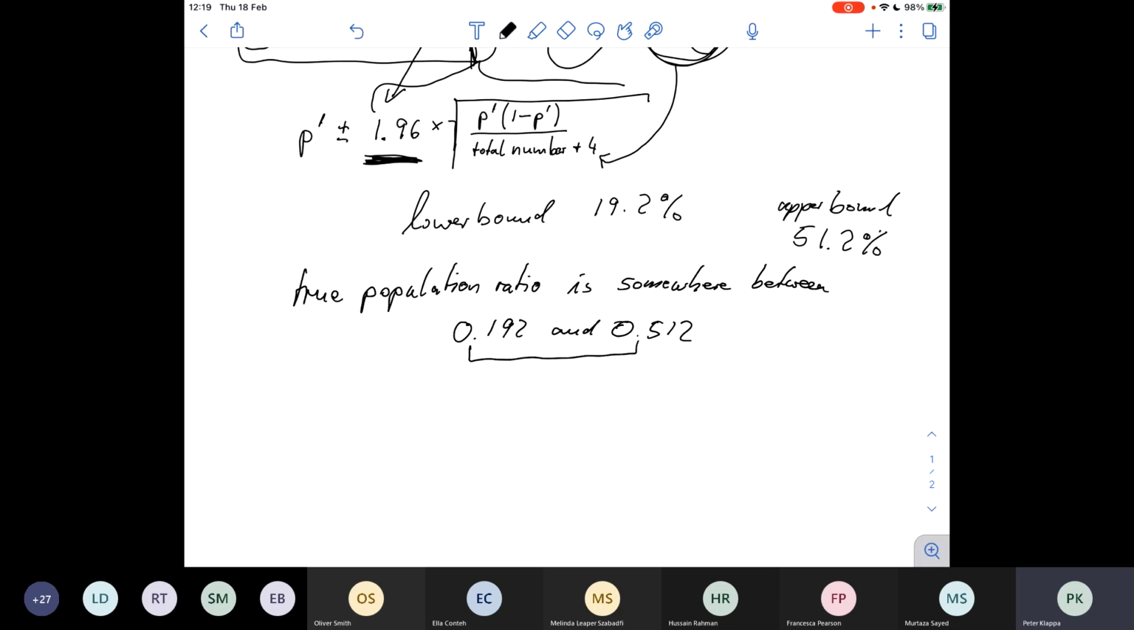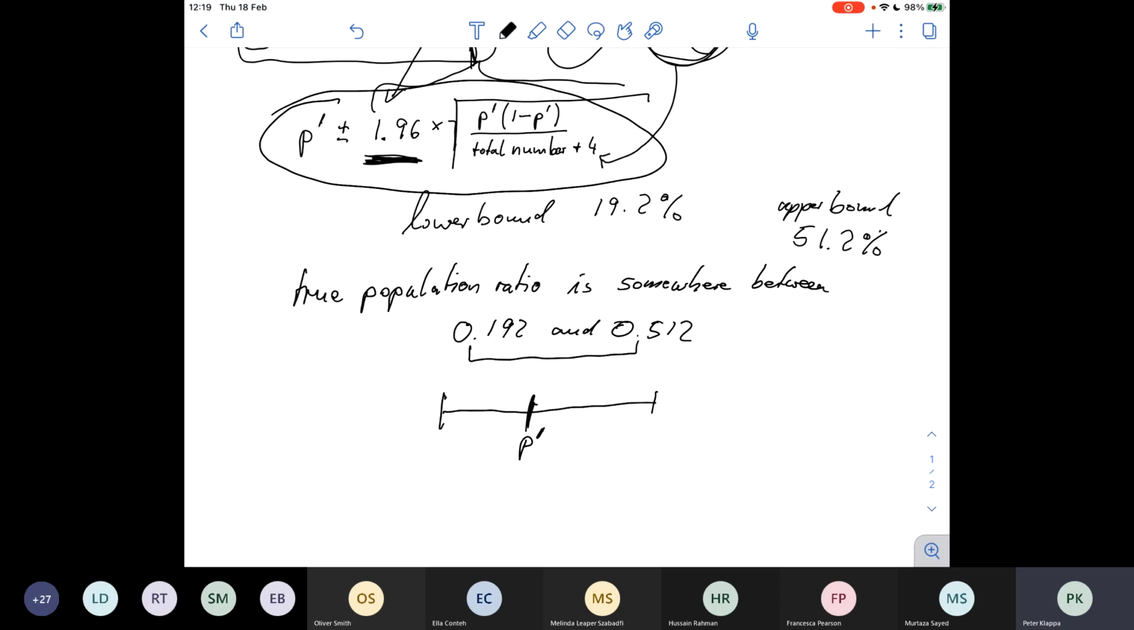Now, what would the margin of error be in this case? We've done the lower bound and the upper bound. So what we need to really find in order to get the margin of error, because this one here is really symmetrical, is this P prime here. We know that, let me try this properly.